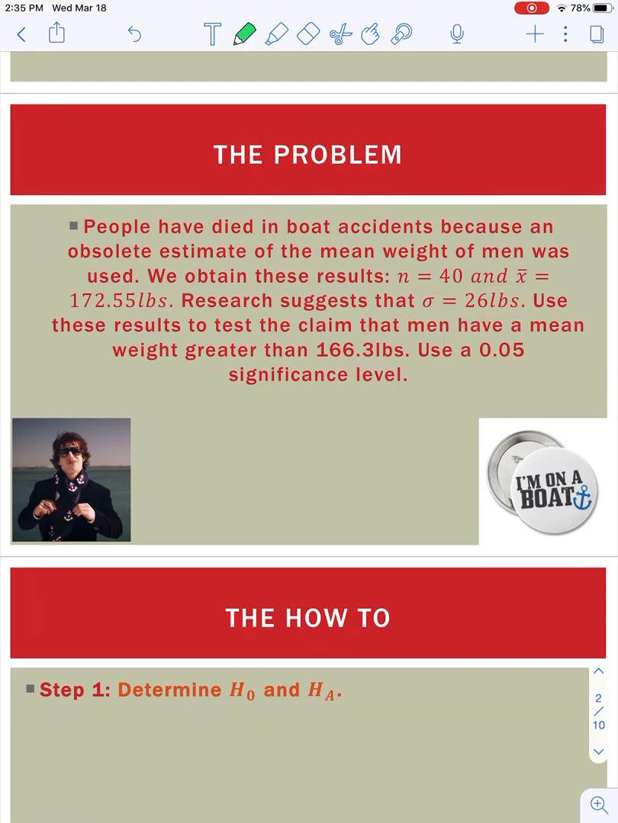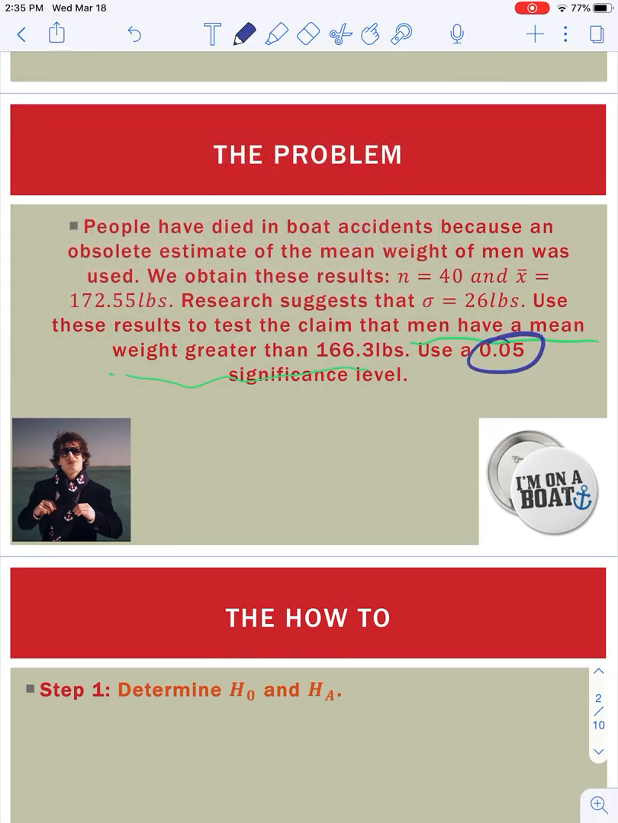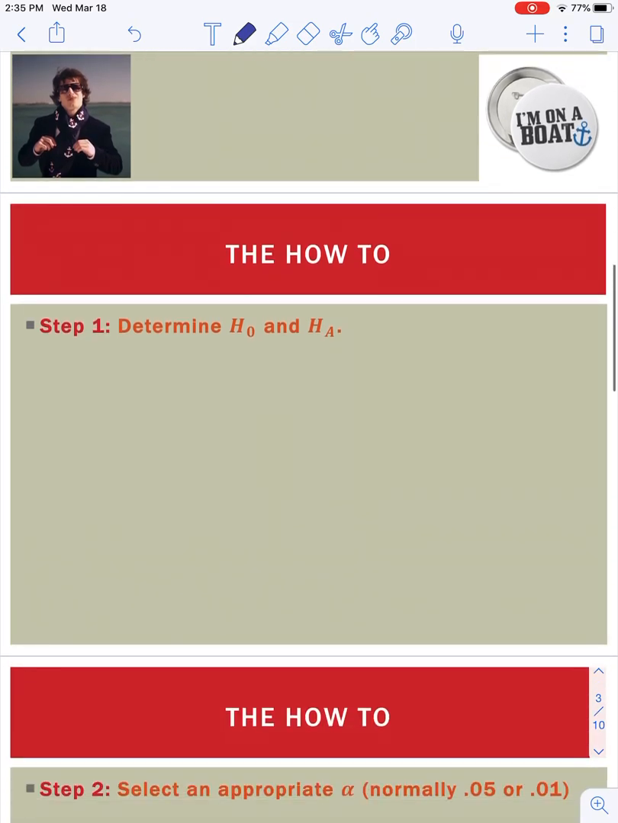We're going to use these results to test this claim. The claim is that men have a mean weight greater than 166.3. Now, a lot of times they're going to tell you alpha, and that's what this 0.05 significance level means. But let's go through our steps. So step 1, we need to determine the null and the alternative hypothesis. So our null hypothesis and our alternative hypothesis.